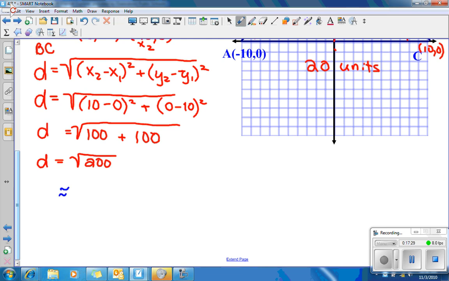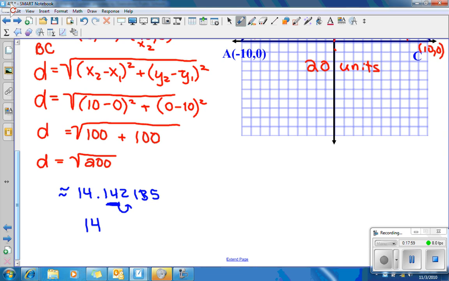So I get approximately this because my calculator rounds: 14.142135 and so on, it keeps going. The 2 decimal places are right here. When I'm looking to round to 2 decimal places, I look one past the 2. Is it 5 or greater? No. So it's going to be 14.14. You leave it alone. Very good.